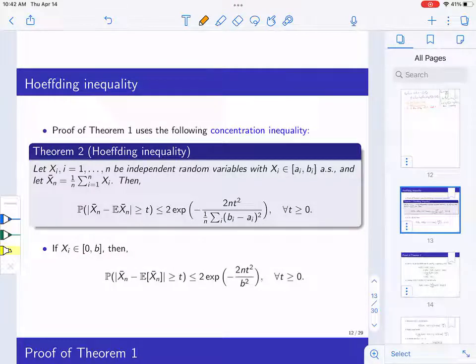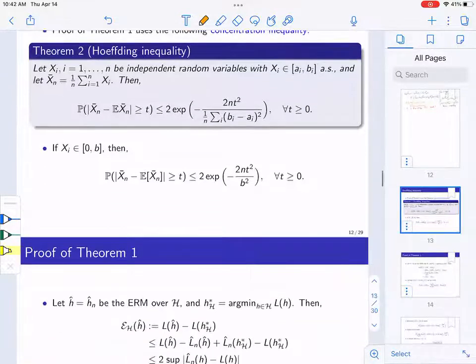almost surely, and then you look at the average, it has this concentration. I've rewritten it in this fashion. It's an exponential concentration. So for example, if X_i's are in [0, b], then these would all be like b squared. And so you'd get just 2n t squared over b squared. And so if you look at L_n, it is an example of this. So L_n of h is just the summation from 1 to n, in the notation, of l_h of z_i.